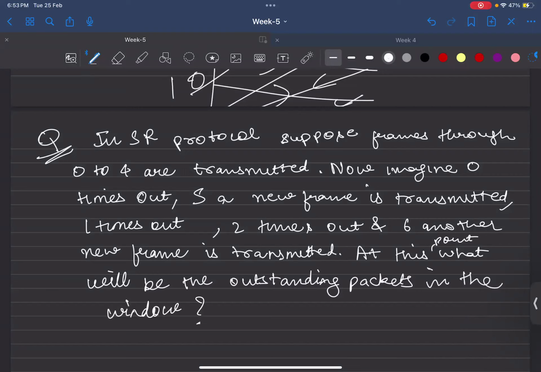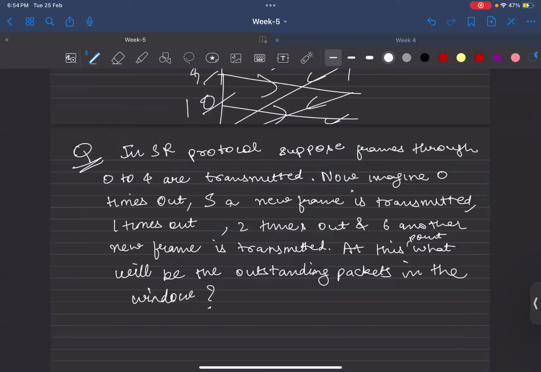I haven't seen the assignment problem. Were there any questions like this in the assignment, or were they simple, conceptual, not numerical? Yes, ma'am, they were simple, but numericals were there, maybe one or two. It might be asked in the exam. If you are doing Go-Back-N and SR, these protocols you should have a clear understanding of.